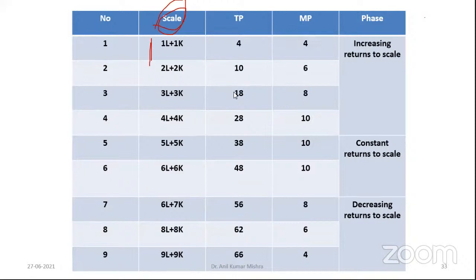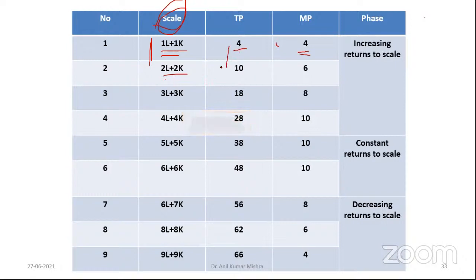If you take the first scale, you're using a single labor and single capital, one unit of labor and one unit of capital. The total product will be how much? It is 4. Now, what is the value of the marginal product? The marginal product is also 4, because initially it is 0. Now, it will increase to 4. If you increase the input factors twice, in the sense, labor increases 2 times, capital also increases 2 times, what happens to the output?